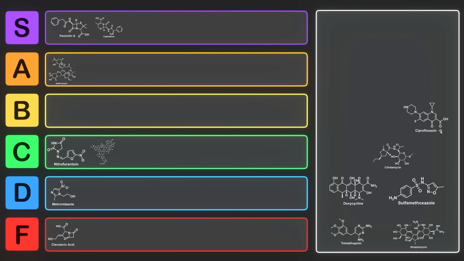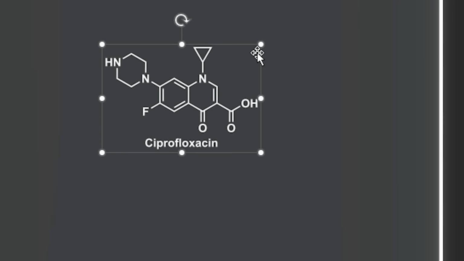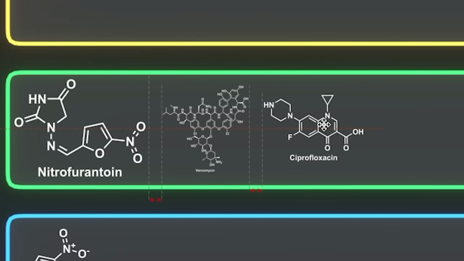Ciprofloxacin is used to treat a variety of infections, ranging from pneumonia to meningitis. The usual nausea, vomiting, and diarrhea are associated with ciprofloxacin use, along with tendinitis and tendon ruptures in elderly users. So I've never taken this one, so I won't be too harsh here. It starts with a C, it's going right into C tier.